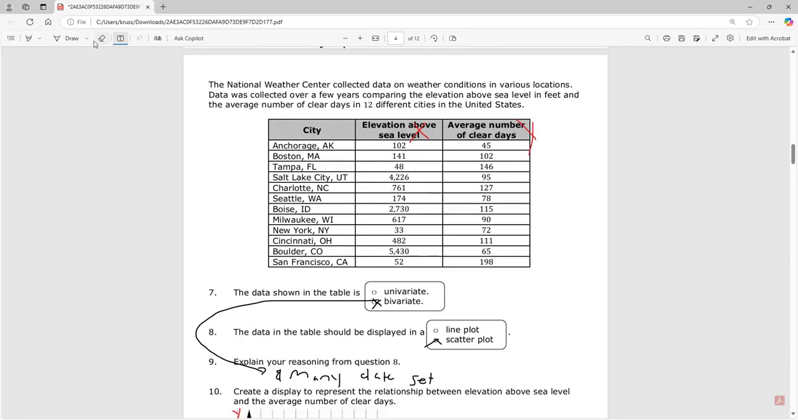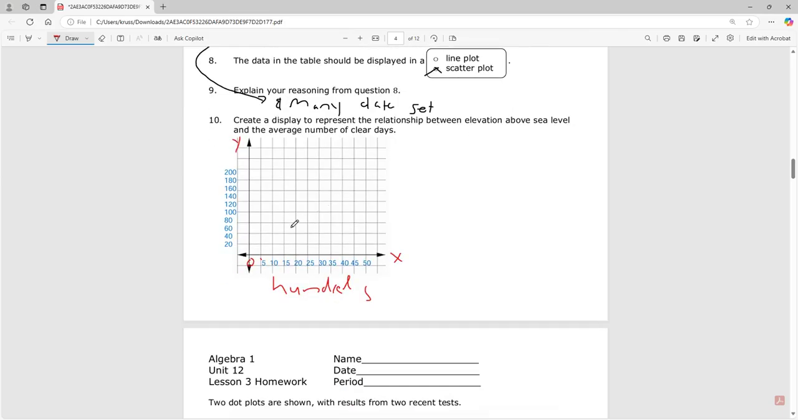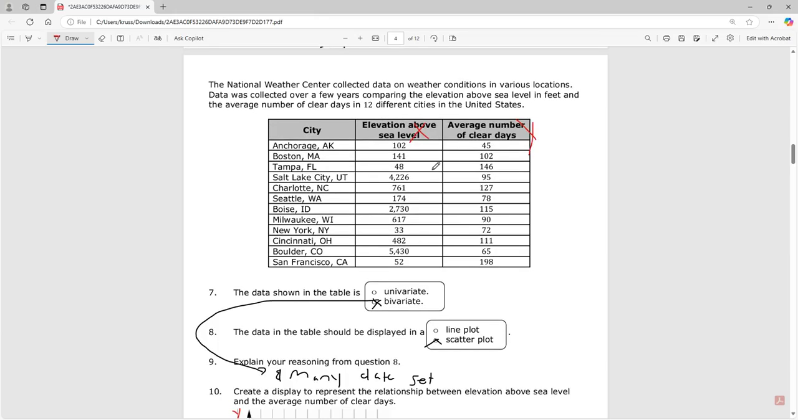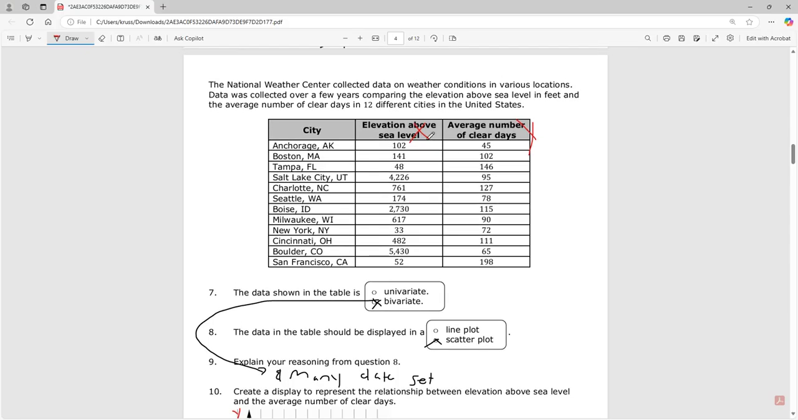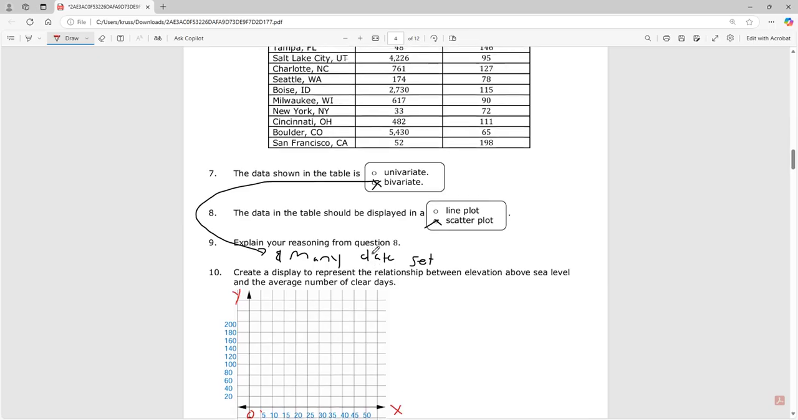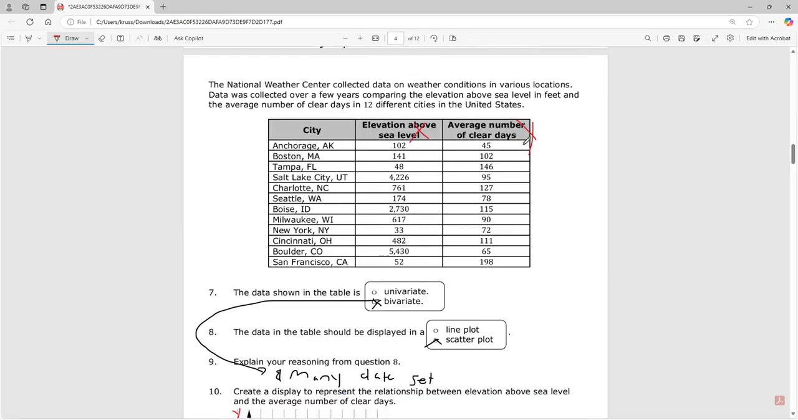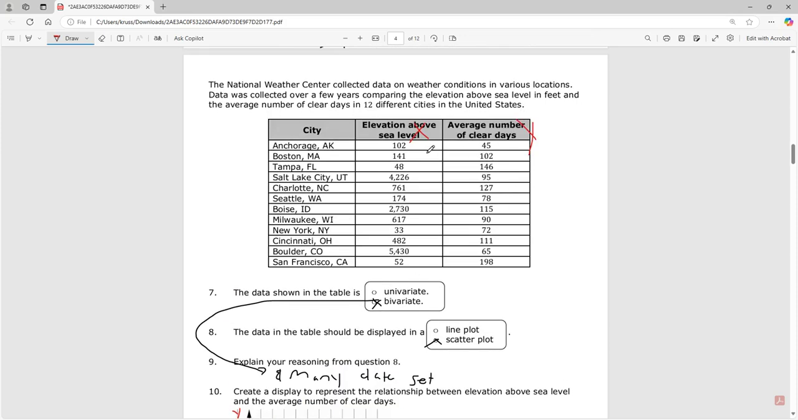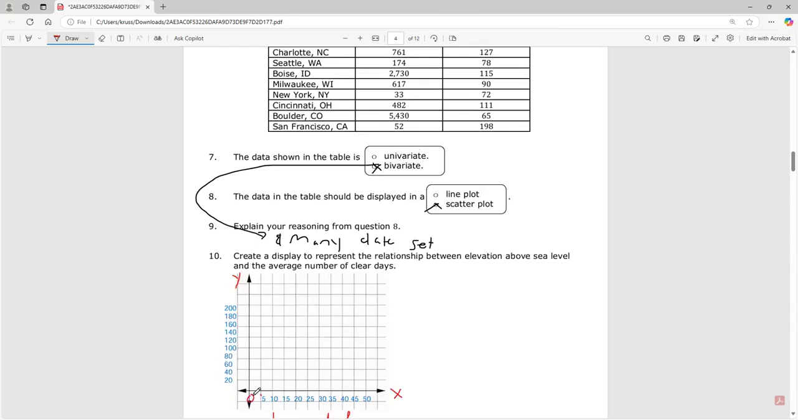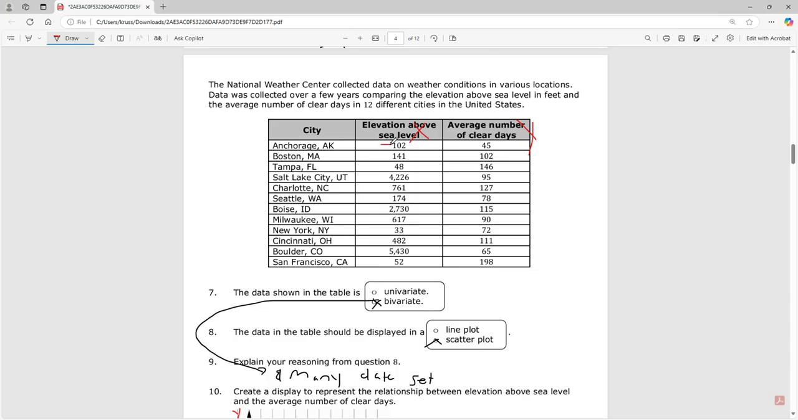So here we go. Let's take a look. At 102 it was 45. So 102 is my x and 45 is my y. Oh, this is in thousands of feet, remember. Okay, elevation of sea level. So this is 102. It's like right here. And it's at 45. It's like 20, 45. Okay, that's the first one.